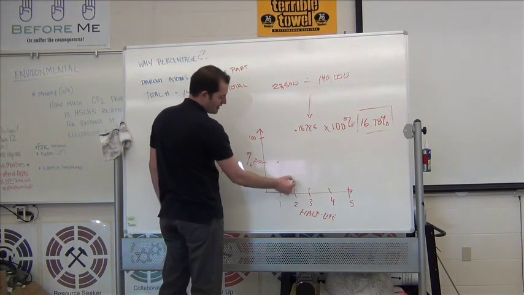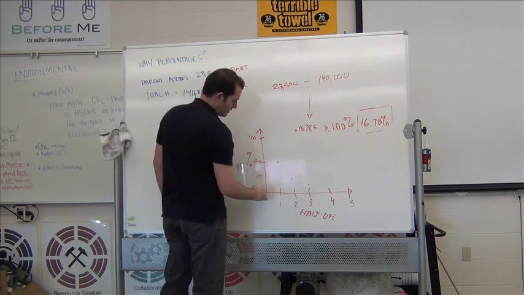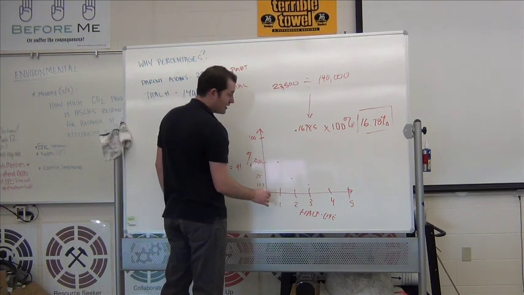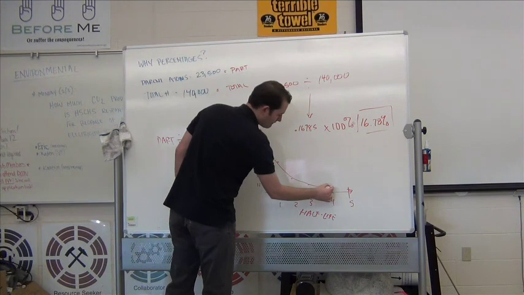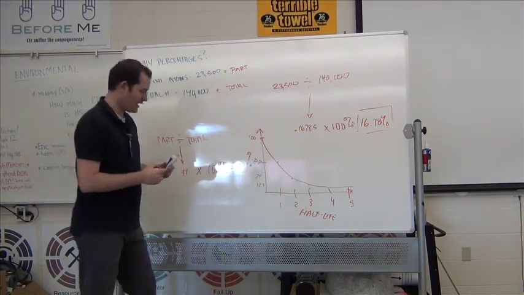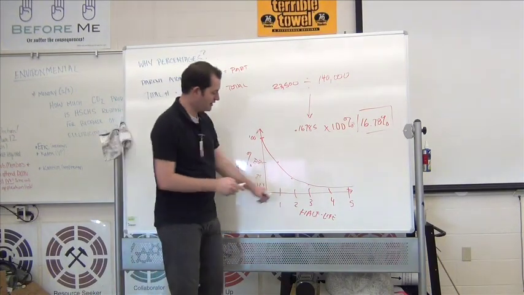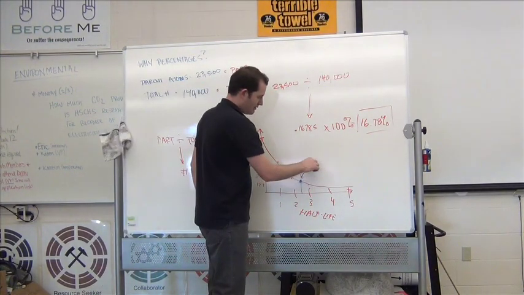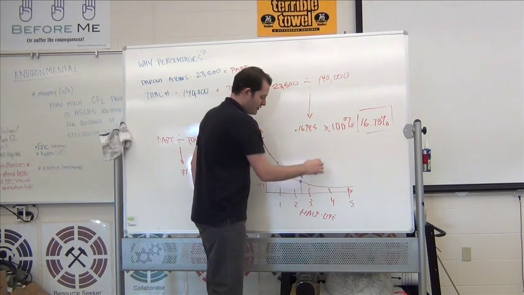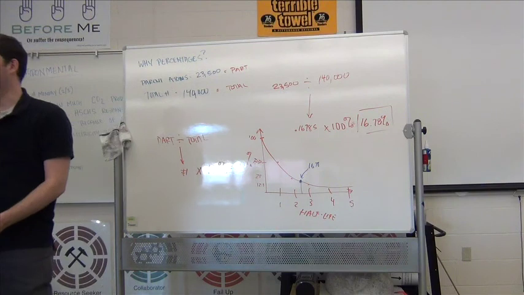50. Where do we go at 2 half-lives? 25. Where do we go at 3 half-lives? 12.5. Is that far enough? 6.25. Yes, that's right. Okay. So where would we be? Somewhere between, we're about right here, right? So we're somewhere between 2 and 3 half-lives. Okay? We figured out how many half-lives it has.